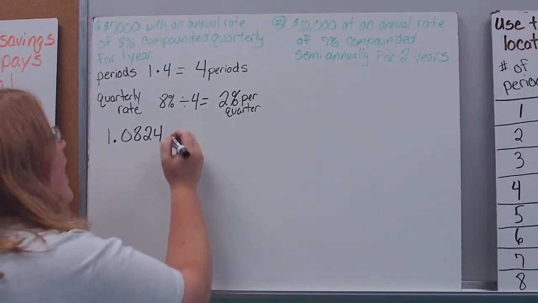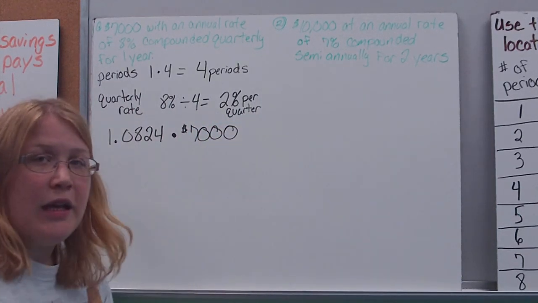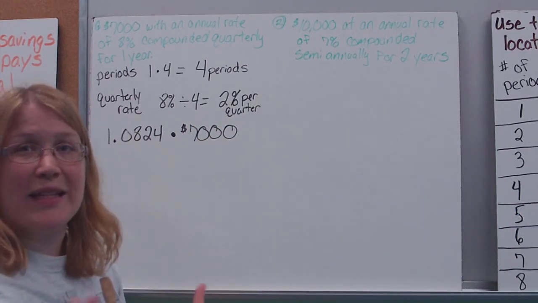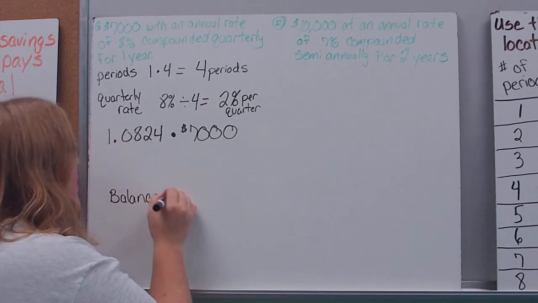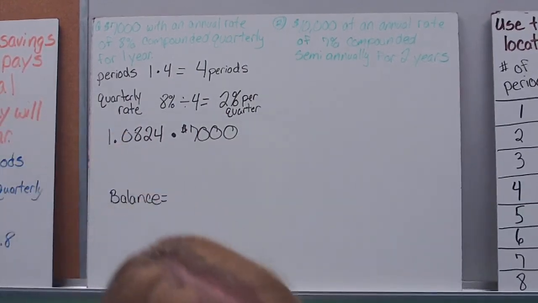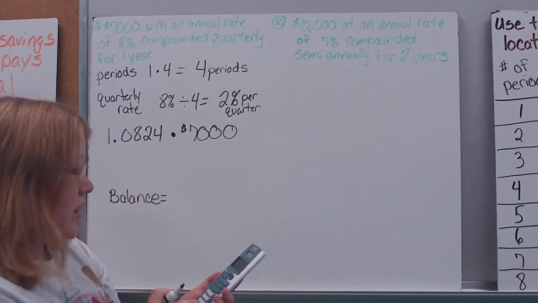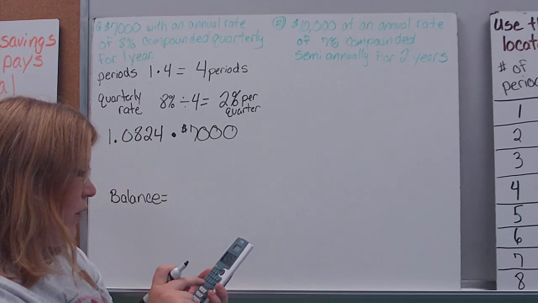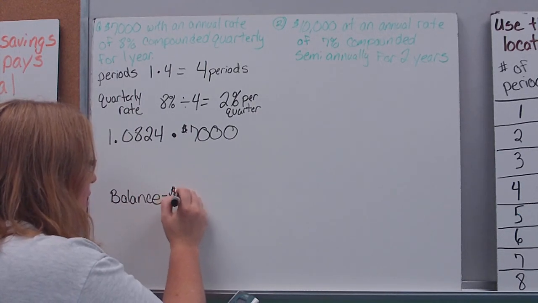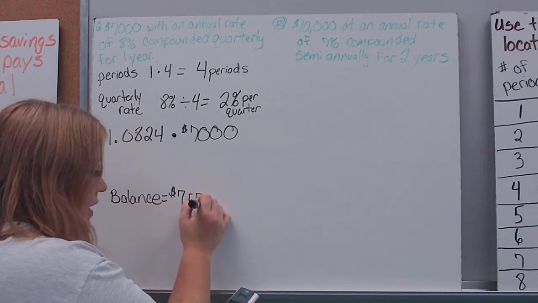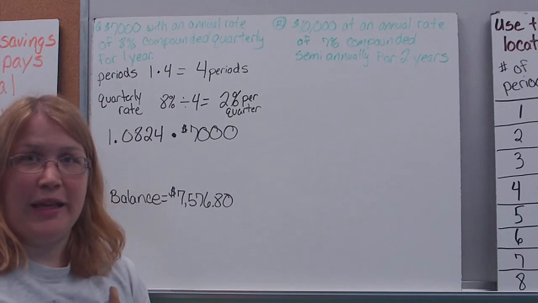Okay, so all of these calculations were simply to find the number that I need to multiply my deposit by. This is the factor I'm now going to multiply my original principal balance by in order to find the new balance, and we're solving for the balance. So to get the balance, all I'm going to do is do this multiplication, and I'm going to grab my handy-dandy calculator. 1.0824 times 7,000 gives us $7,576.80 as a new balance.